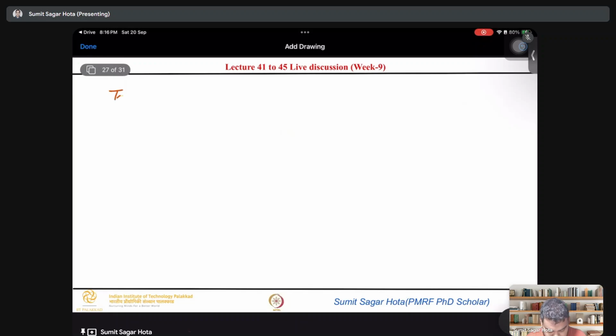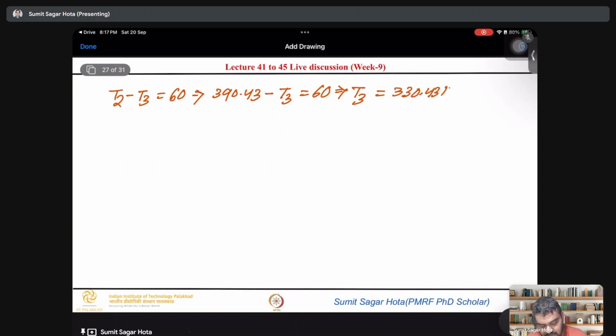Okay, so T2 minus T3 is equal to 60. T2 is 390.43, so put it: 390.43 minus T3 is equal to 60. So what is T3? T3 is equal to 330.43 Kelvin. So we have T3 also.